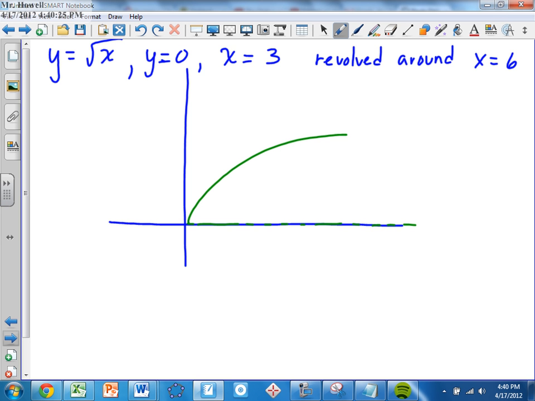So, that's that line, and then what is it, Kenny? A vertical line at x equals 3. Very good. So there's some vertical line here at x equals 3. So there's my region right there.